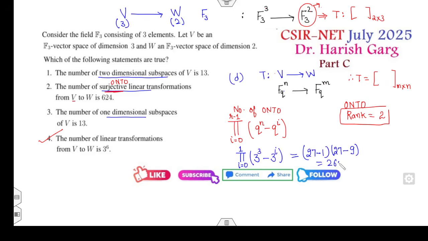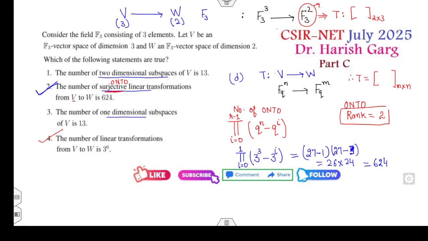So that gives you 26. Minus, what is that, 27? Sorry, 3 raised to power 1 is 3. Fine. 3 raised to power 1 is 3. So that's 24. So that number will be 26 times 24, which is 624. Yes, it is the right answer.